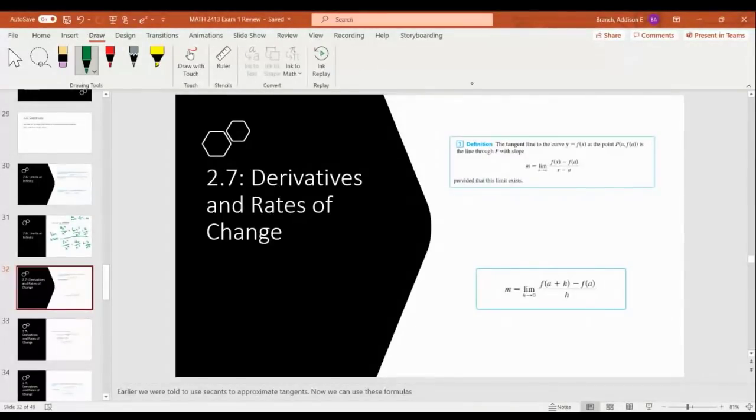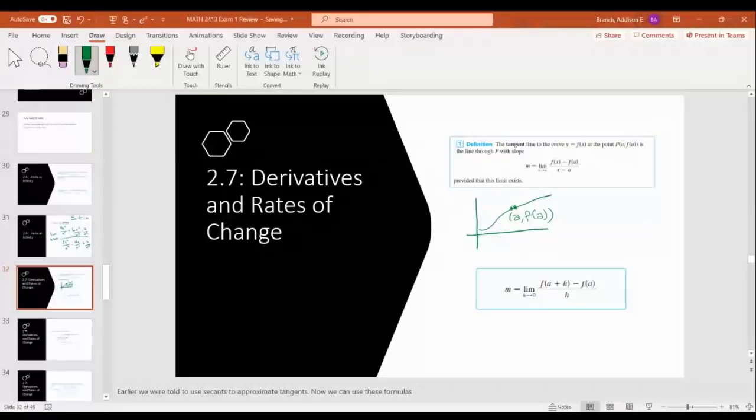This first one, graphically, what it's saying is if we have our point A, f of A, we can essentially pick a point. We want to pick a point as close to A as we possibly can. So that's where that limit as x approaches A of f of x comes in, because we're just trying to pick a point that's very, very close.